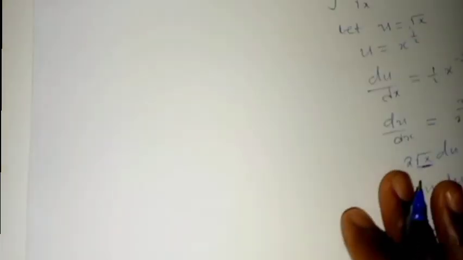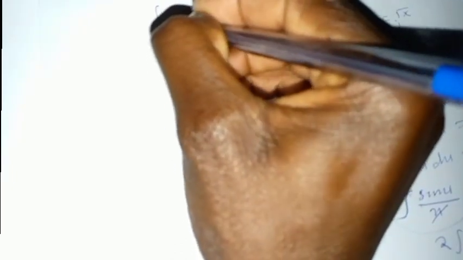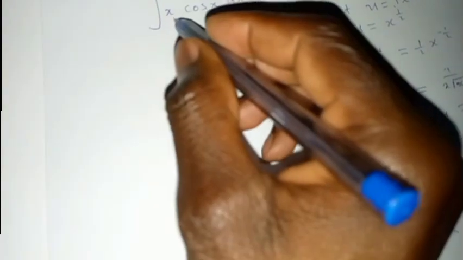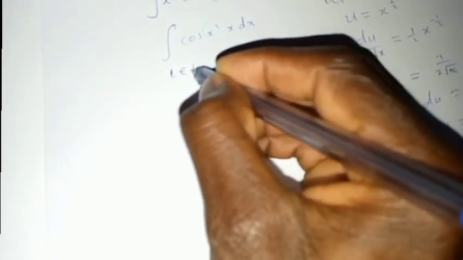Okay, the next question says you need to integrate the integral of x cos x² dx. Which part do you think can be erased or moved to the other side? I'm going to have cos x² and also x like this. So I can let x² be my u. I say let u be equal to x².